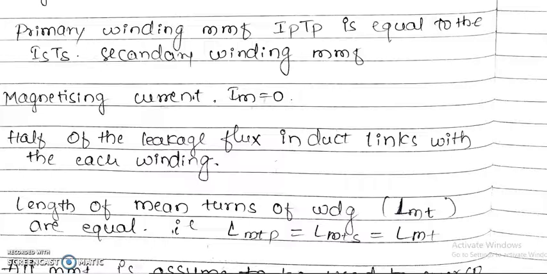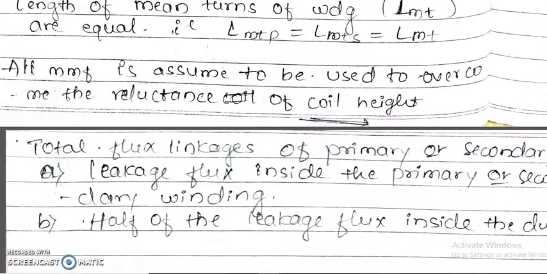So primary flux we have, secondary flux we have. How much amount of flux is present in the duct between them? Means what? In this case, half from the primary and half from the secondary will be distributed. So in the duct, in half part we have the primary flux distributed, in the other half we have the secondary flux distributed. The length of mean turns of the windings are equal. So primary winding and secondary winding have equal length: LMTP is equal to LMTS equal to LMT, length of mean turn. So these are the assumptions we have to make before going for the derivation part.